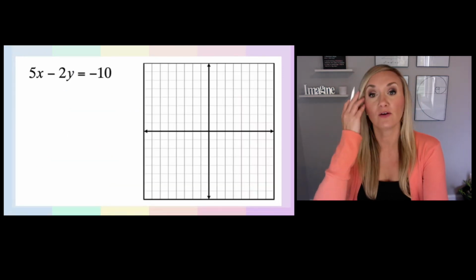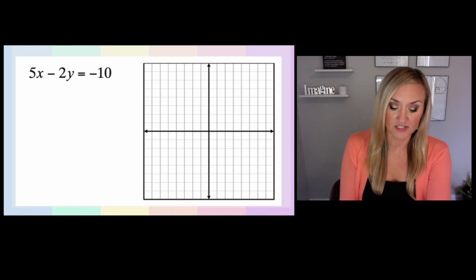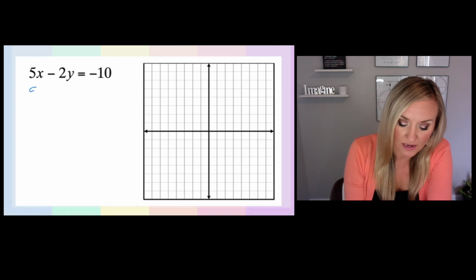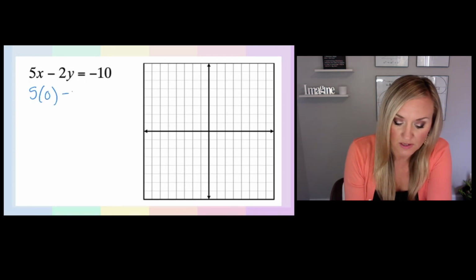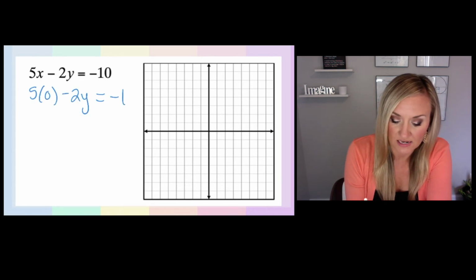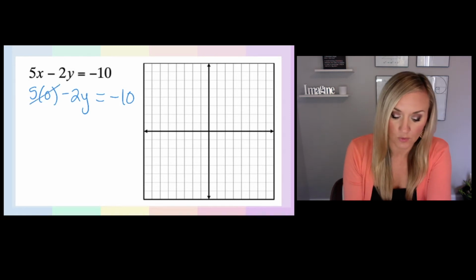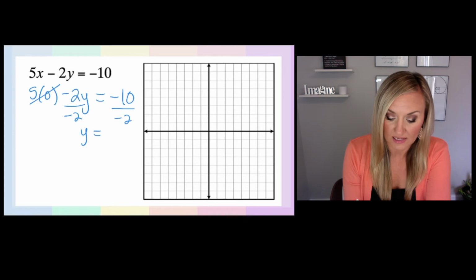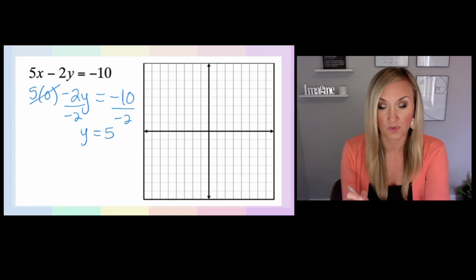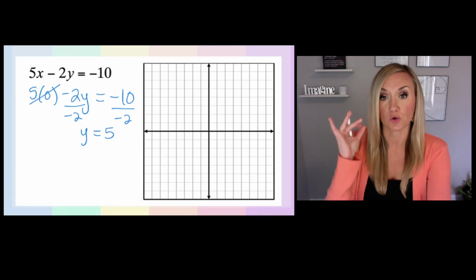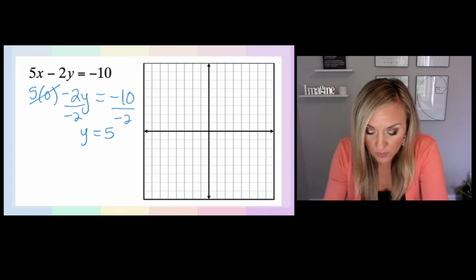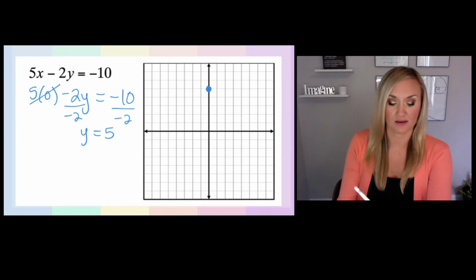All right, so here is our first example. The first thing we're going to do is plug in 0 for x. So I have 5 times 0 minus 2y equals -10. I will cross those off, and I will divide by -2. And so our y is +5, which is your y-intercept. So I'm going to go up 1, 2, 3, 4, 5 on the y, and that is our y-intercept.